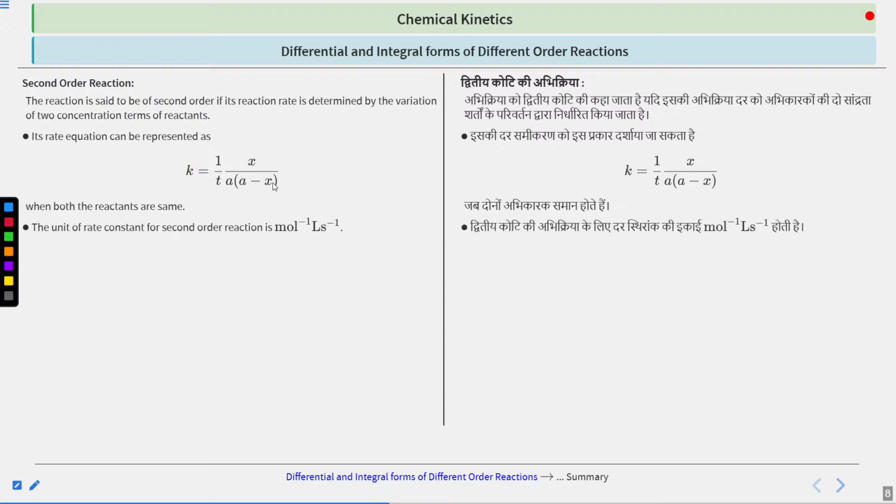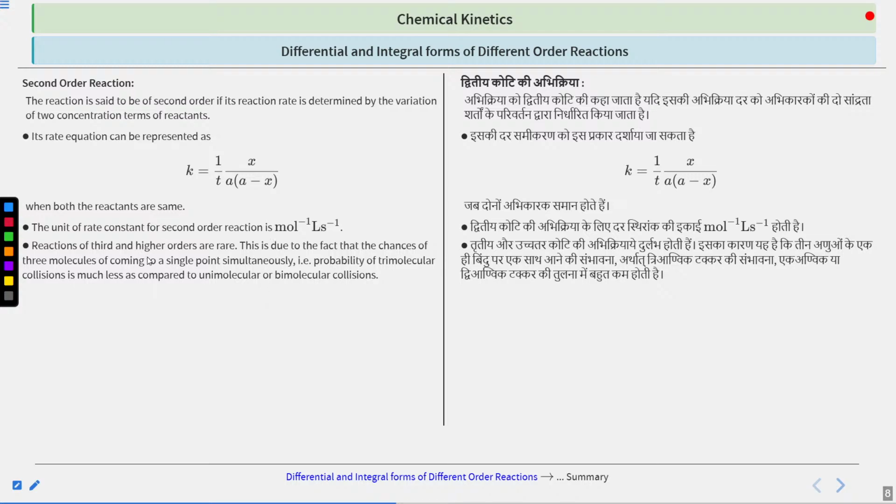So what is the unit of a second order reaction? It is per mole liter per second. Again we have used the formula, which is 1 minus n, that is 1 minus n will give you minus 1, then n minus 1, that is 2 minus 1, which will give you 1, and per second will be as it is.